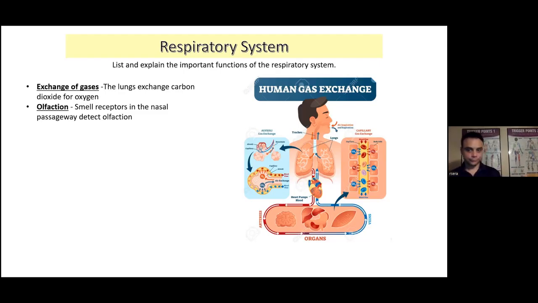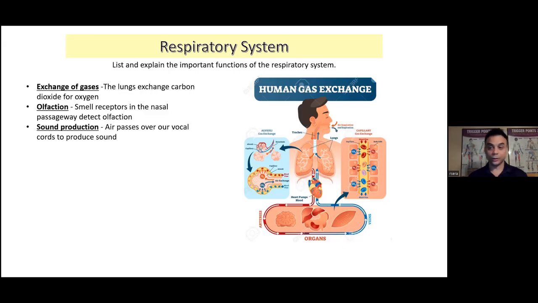If we take a deep breath in, we can smell things. We have specialized receptors in the nasal cavity that detect smell, also known as olfaction. Also, what I've been doing this whole time, which is talking and making sounds. Sound production is an important function as well. As we escape air from the lungs, it passes through the larynx, where our vocal cords are located, and our vocal cords can create different vibrations and sounds by altering the air as it passes through.